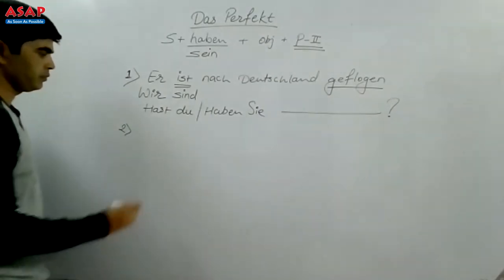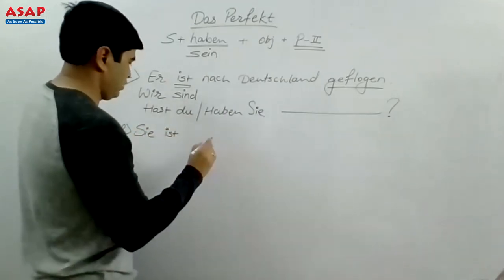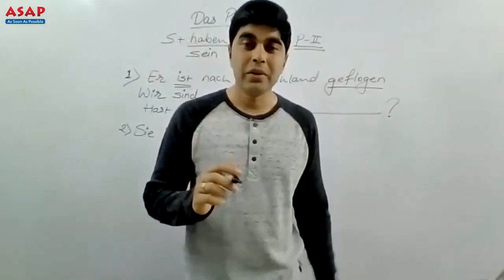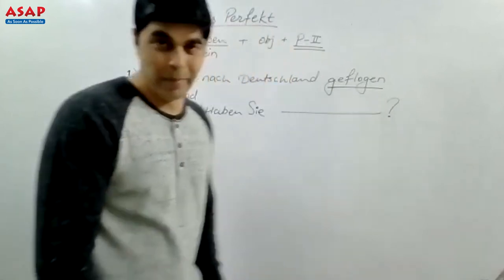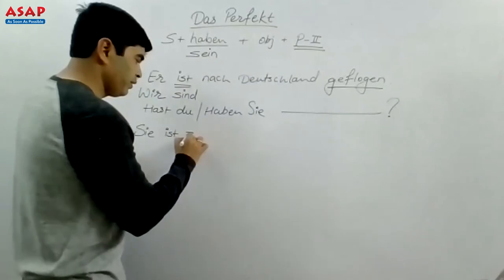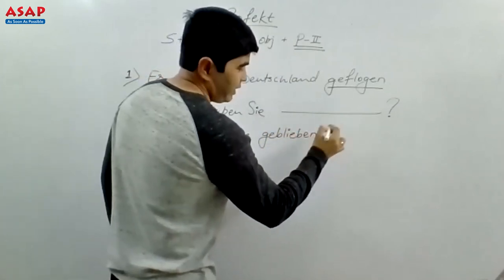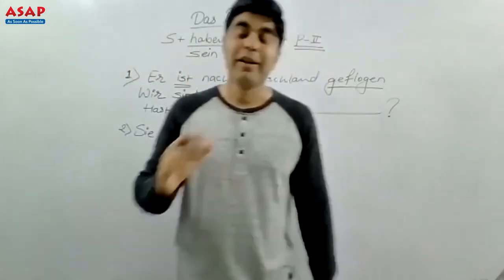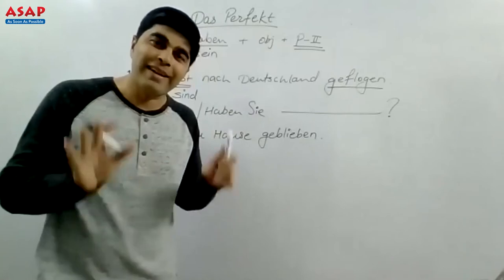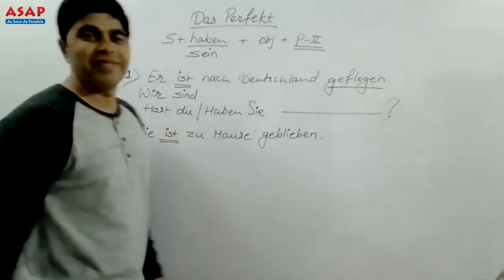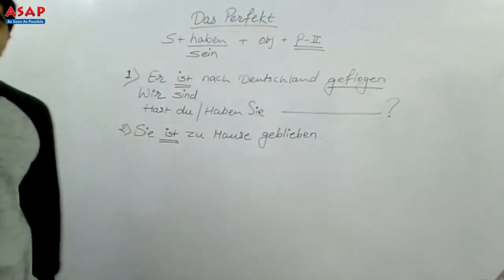Now, second. Sie ist. Again, there is a fourth group. They don't fit into any of the criteria I told you earlier. Still, they say, no, we want sein only as a helping verb. For example, sie ist zu Hause geblieben. We talked about how when you show change in location and all, you use sein as a helping verb. But bleiben is to stay, remain, don't go anywhere. I stayed at home, I remained at home. Still, it takes sein as a helping verb. Exception. Sie ist zu Hause geblieben.